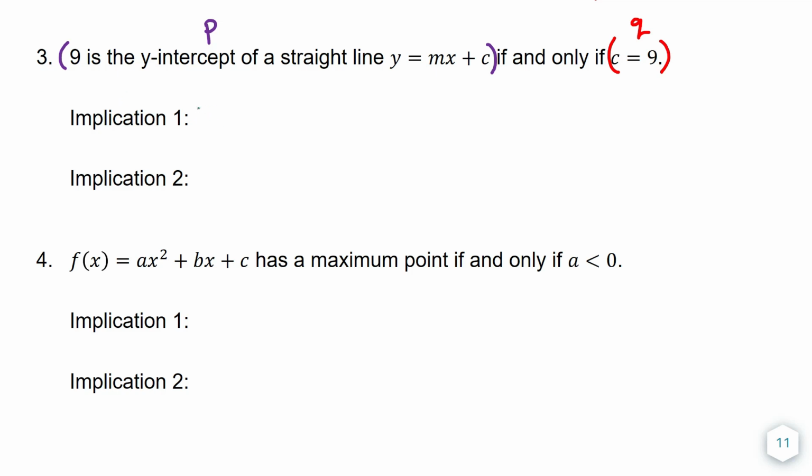If 9 is the y-intercept of a straight line y equal to mx plus c, then c equal to 9. Okay, implication 2. If c equal to 9, then 9 is the y-intercept of a straight line y equal to mx plus c. Yes, correct.